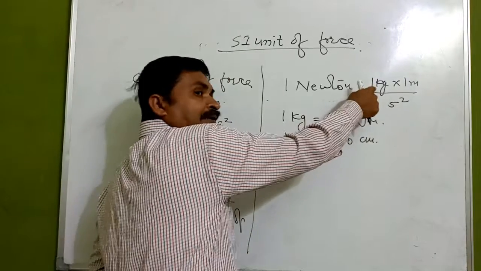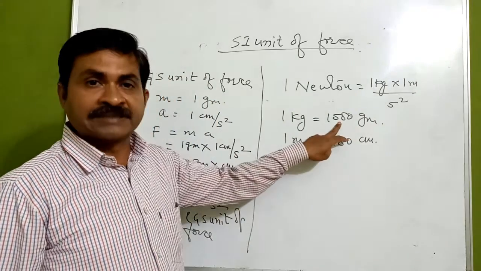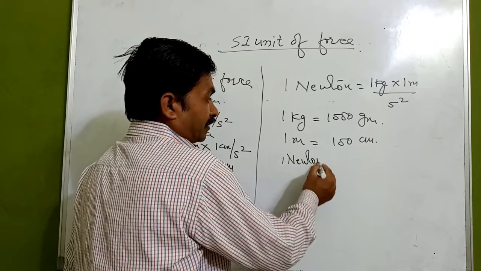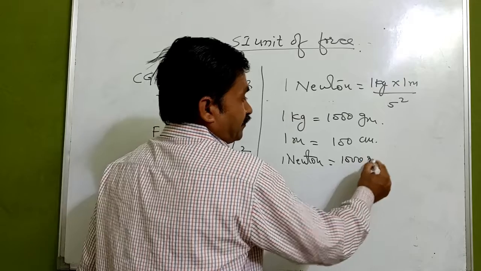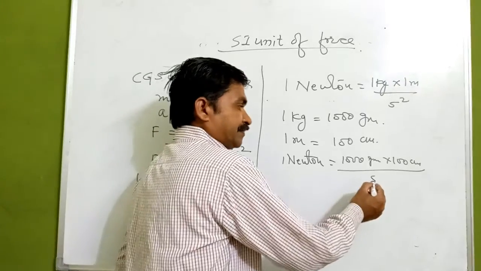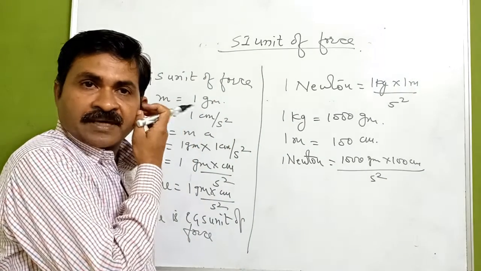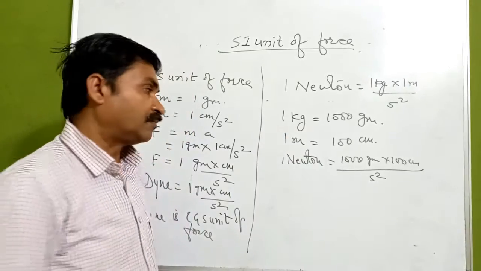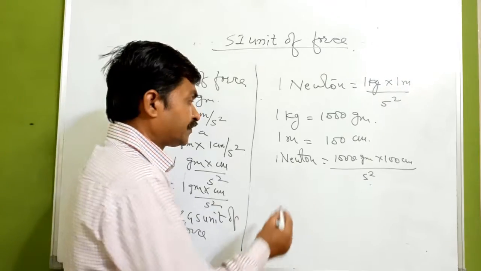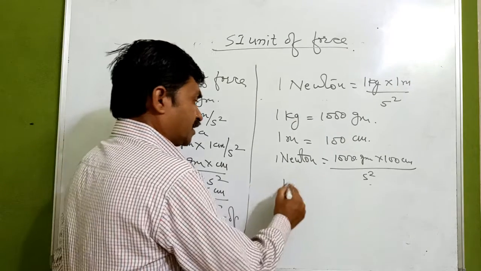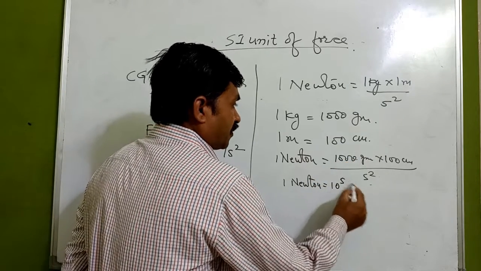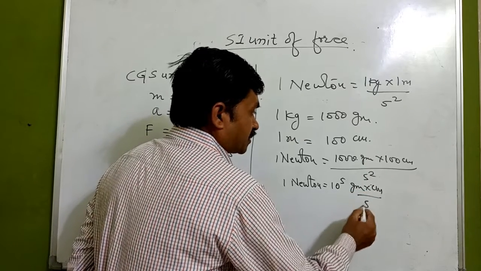Now if we replace this 1 kg with 1000 gram and 1 meter by 100 centimeter, what we get is 1 Newton, which is equal to 1000 gram multiplied by 100 centimeter and divided by second square. Because second is the same in the SI unit as well as in the CGS system, both are the same in CGS, in FPS or in MKS. Now what we are getting here, 1 Newton is equal to 10 raised to the power 5 gram centimeter per second square.